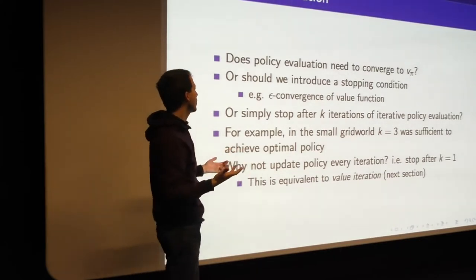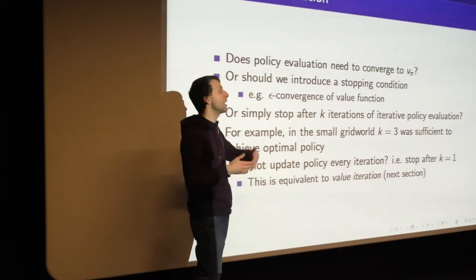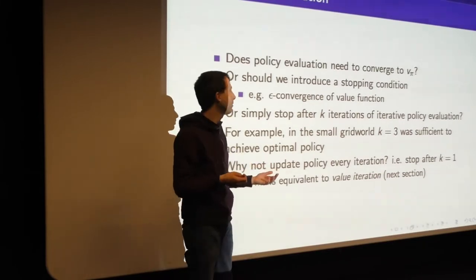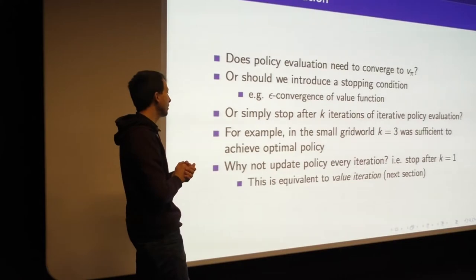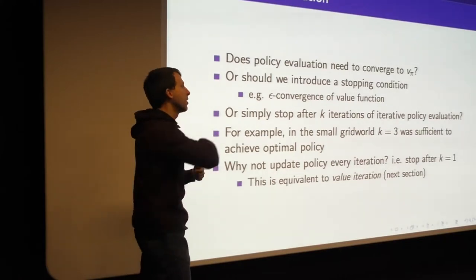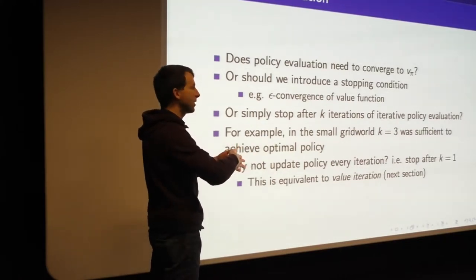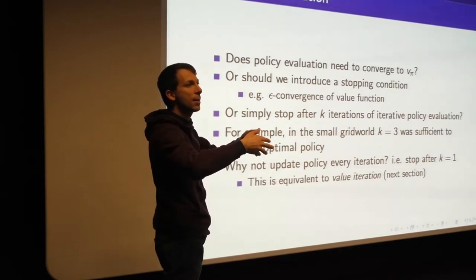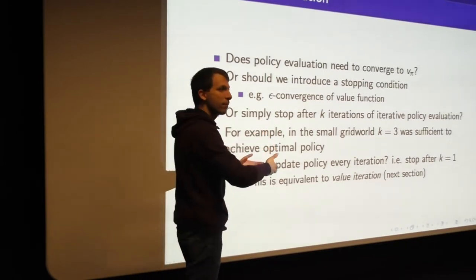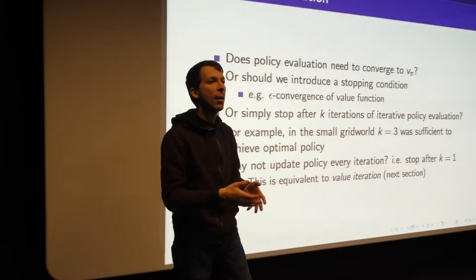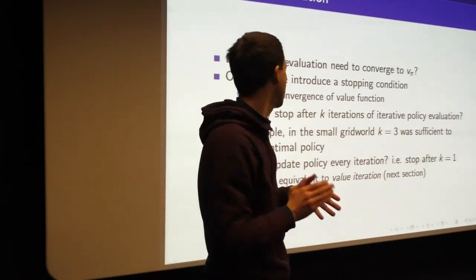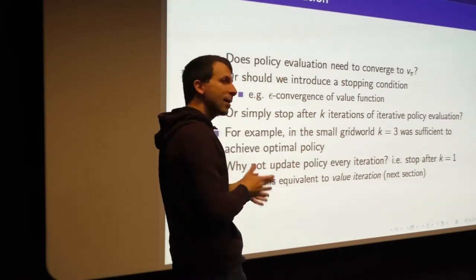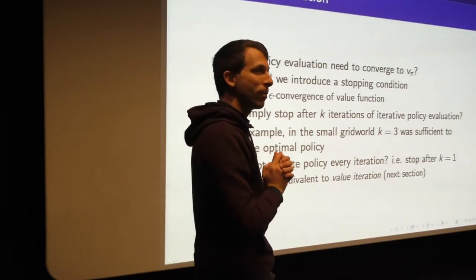So what happens if we just do something more naive, like take k iterations of iterative policy evaluation, like three in the small grid world, and just do three steps of evaluating the policy, and then improve. Three steps of evaluating, then improving your policy. This is a perfectly reasonable algorithm, and it still converges to the optimal policy.